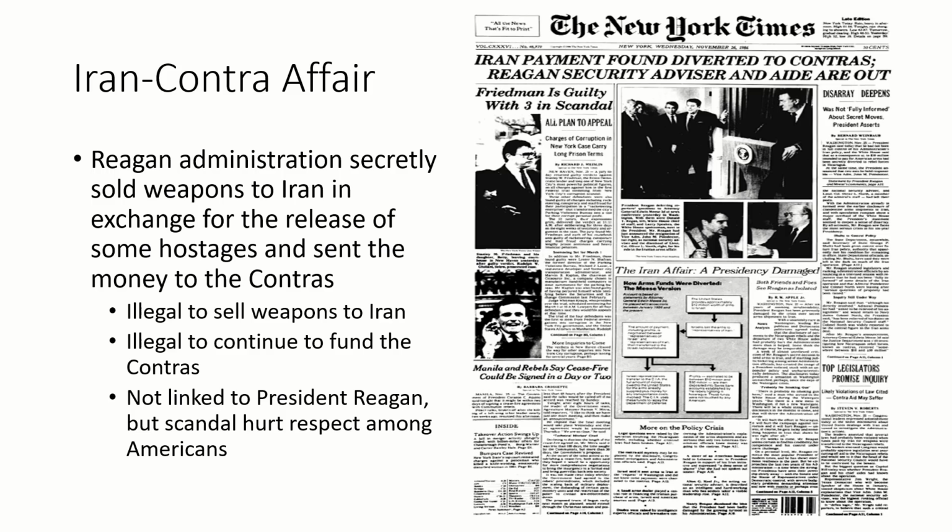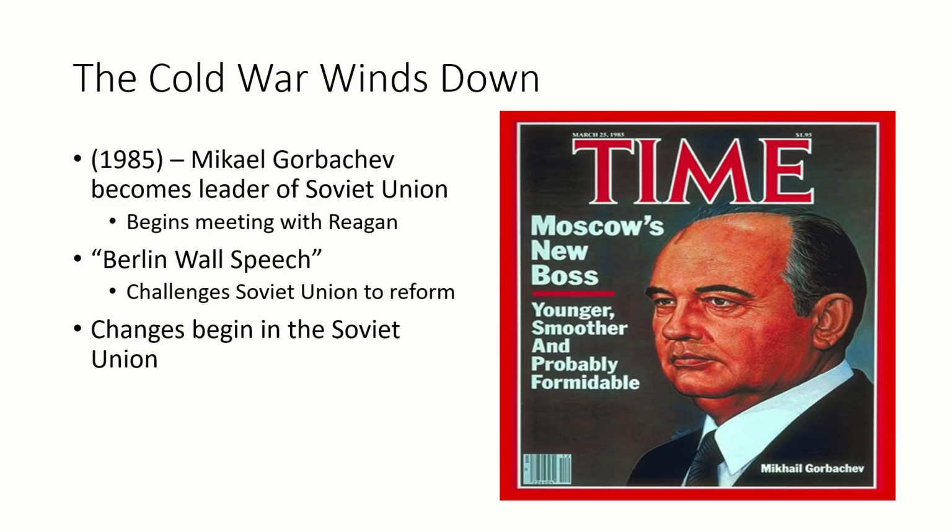And so the Iran-Contra affair is going to be one of America's more controversial foreign policy events, where the Reagan administration secretly sold weapons to the Iranians in exchange for the release of hostages, and then sent the money from those illegal weapon sales to the Contras in Nicaragua. Because it was illegal to sell weapons to Iran, and it was illegal to continue to fund the Contras, and so the President of the United States, knowingly or not, his people thought that this illegal arrangement was the way to accomplish what they had wanted to do, even though it was against the law. And so even though this wasn't ever linked all the way to the president, it did hurt the president's standing among Americans. But by 1985, the Cold War was starting to come to an end.